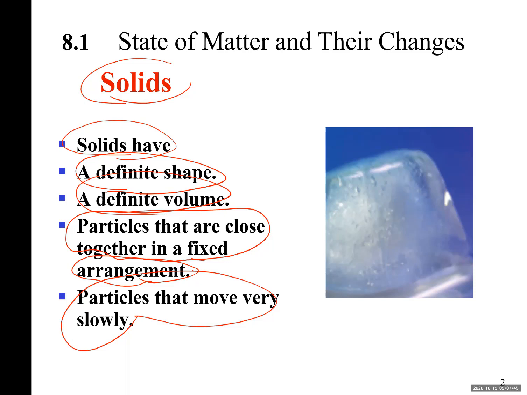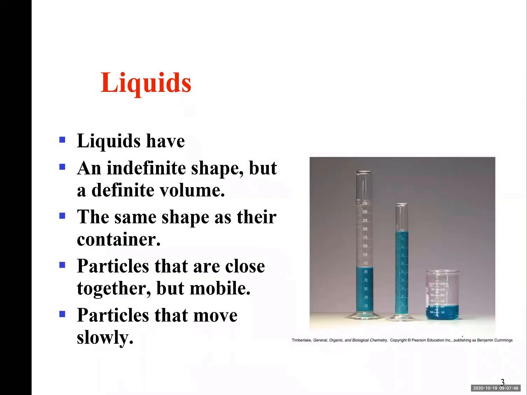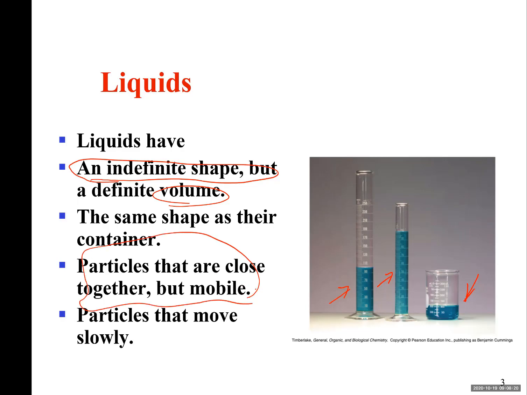And if I compare solid with liquid, do you see liquids do not have a defined shape? They accept the shape of the container. The shape of ice doesn't change unless it's melted. Once it becomes liquid, it can accept the shape of the container. But they have a fixed volume. Particles are close together, but they are mobile. They are moving around each other, but the movement is slow.